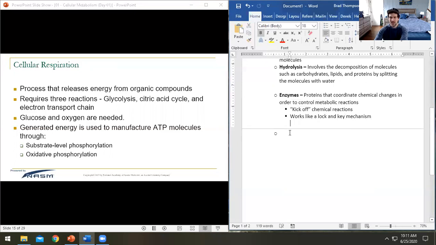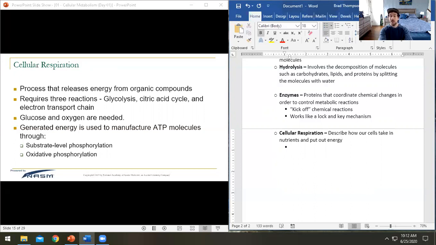So this is going to be the process of what we call cellular respiration. This is going to describe how our cells take in nutrients and put out energy. So it describes how our cells take in nutrients such as oxygen and glucose and things like that and spit out those ATP molecules. So there's three main processes here.